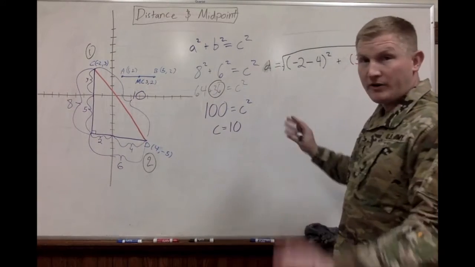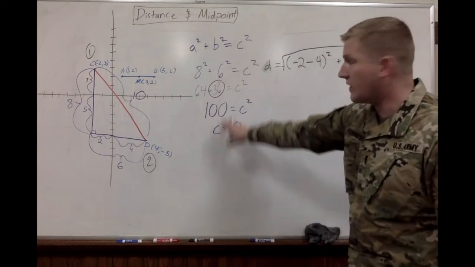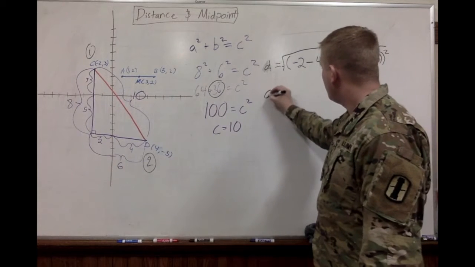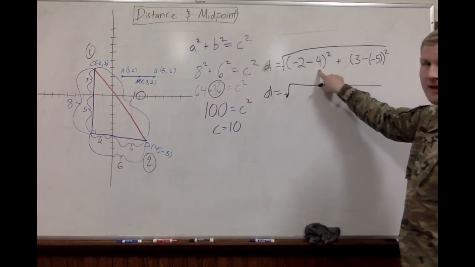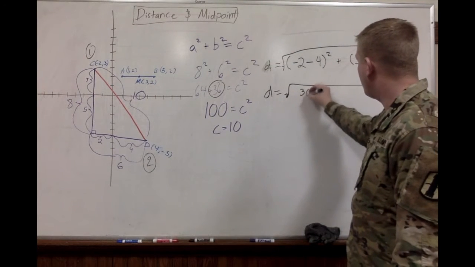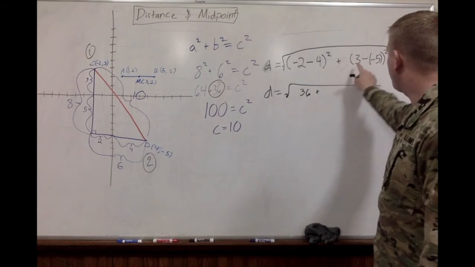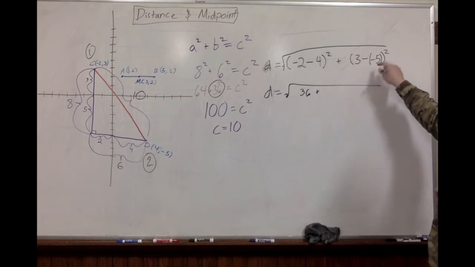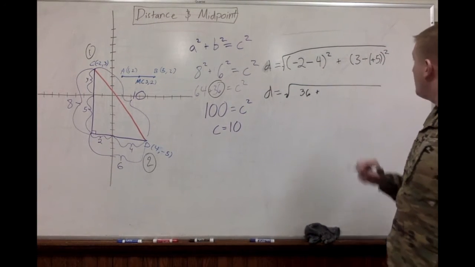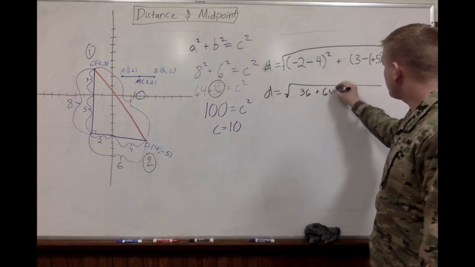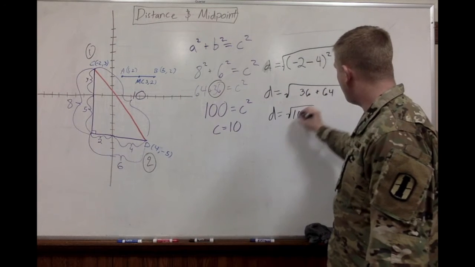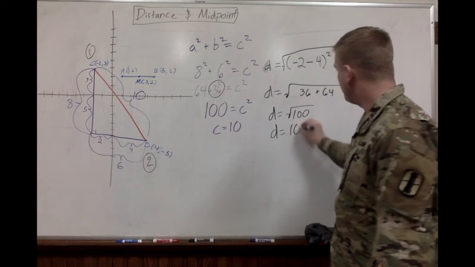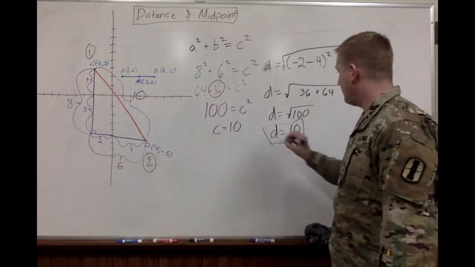All right, so we're going to see that these numbers are going to work out just like they did right here. So d is equal to the square root. -2 minus 4, that's going to be -6. -6 squared is going to be 36. And then plus 3 minus -5, that's the same thing as add the opposite. So 3 plus 5, that's going to be 8. 8 squared is 64. And then we get everything that we got just before. Booyah. And our distance is 10 once again.